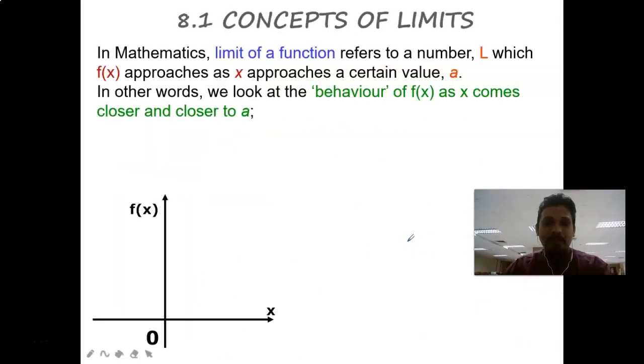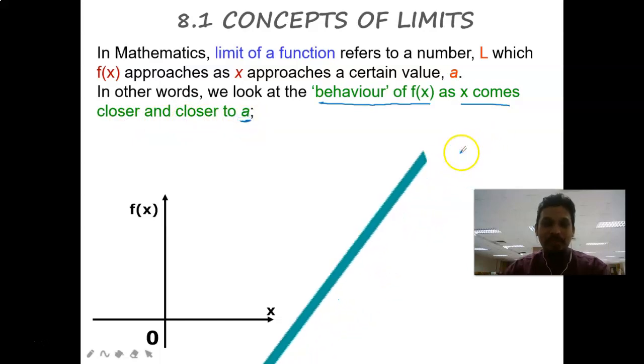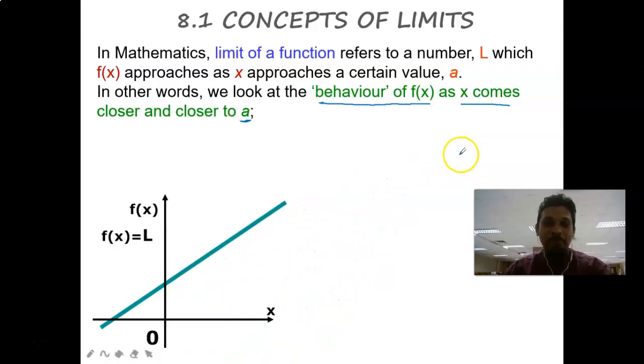So in mathematics, the limit of a function refers to the number L which f(x) approaches as x approaches a certain value of a. In other words, we are looking at the behavior of f(x) as x comes closer and closer to the value of a. Just look at this here right now: f(x) equal to L, x equal to a. Here f(x) we may also define as the y-axis.